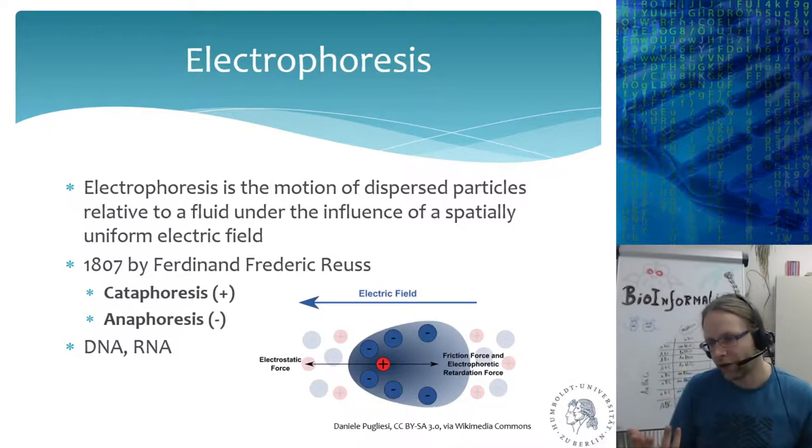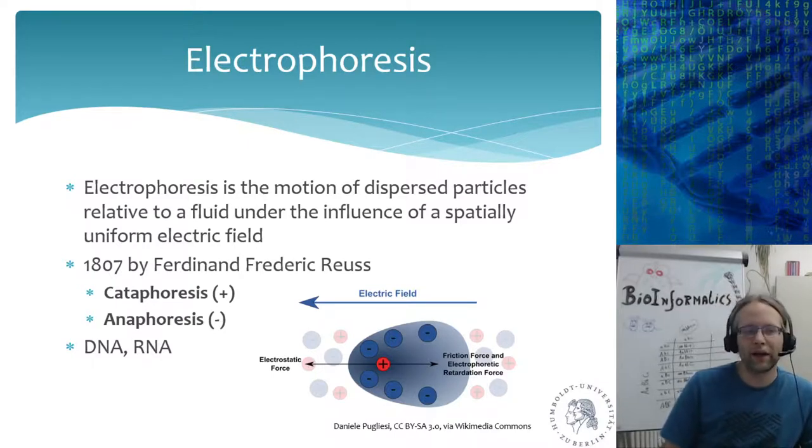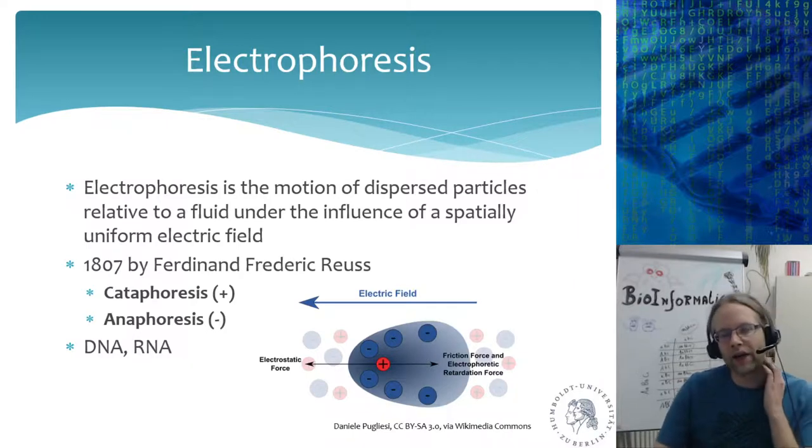Electrophoresis is nowadays the most common technique. It's still very much used in the lab. In electrophoresis, you use the motion of dispersed particles relative to a fluid under the influence of a uniform electric field. For DNA and RNA, you do electrophoresis in one dimension, but for proteins, you do it in two dimensions. Electrophoresis was developed in 1807 already.